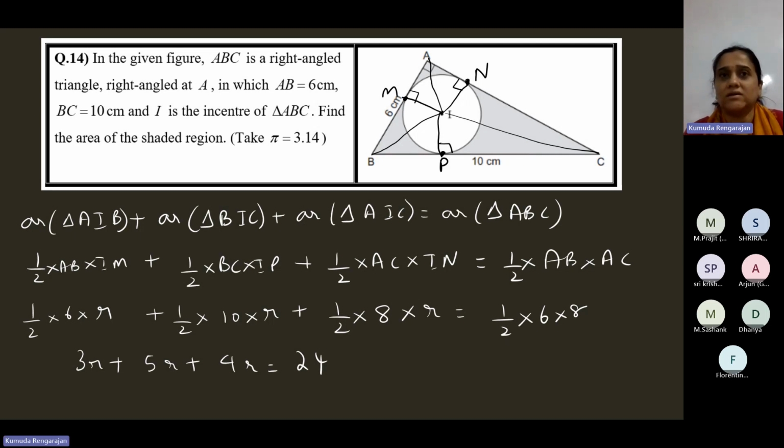So we found R. Now how will you find the area of the shaded region? What's the idea? Area of the triangle minus the area of the circle. Correct. For the circle, we did not have the radius. That's why we didn't know how to find the area. Now we found the radius. So area of the triangle minus area of the circle will give us the area of the shaded region.